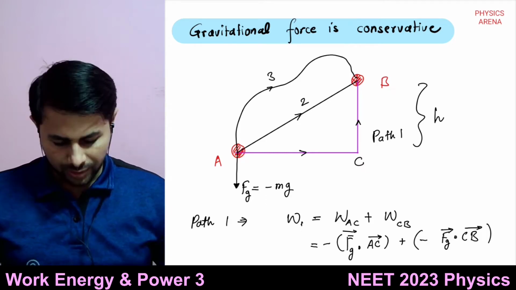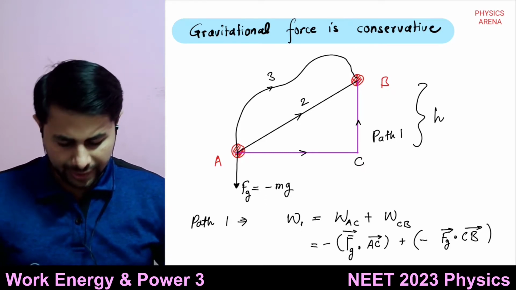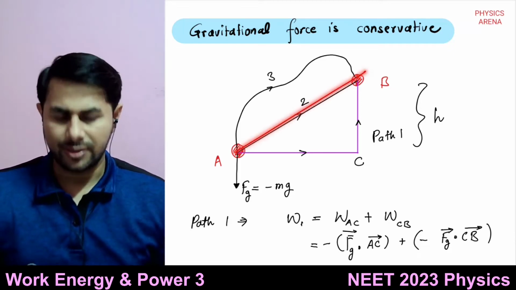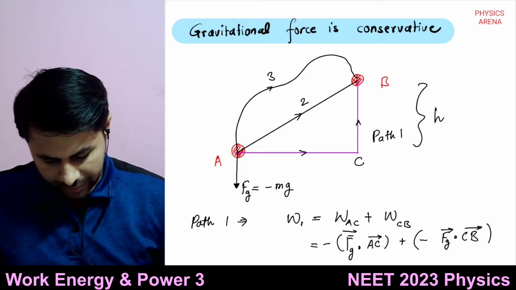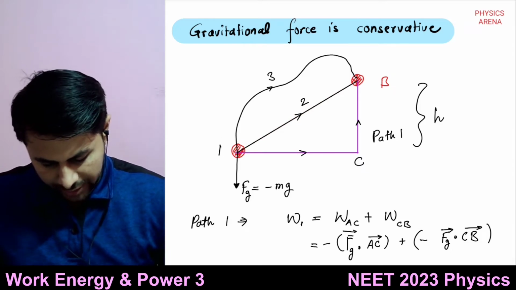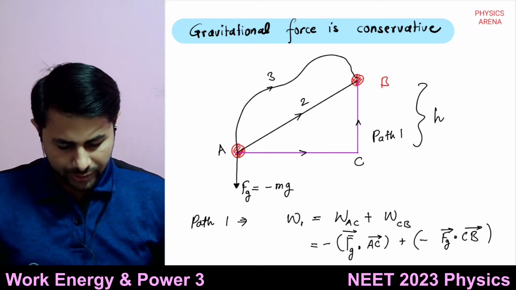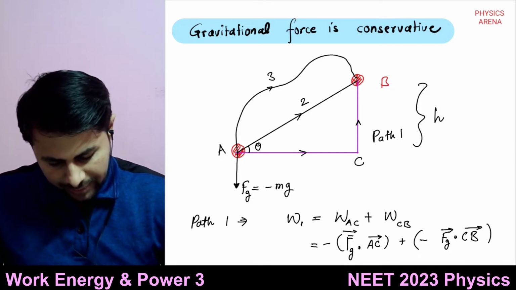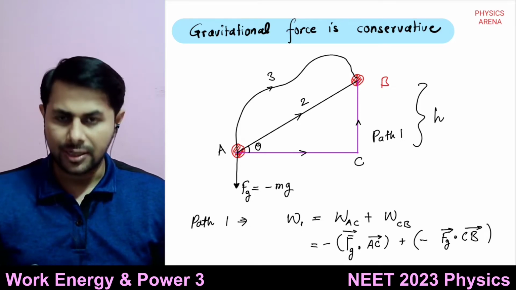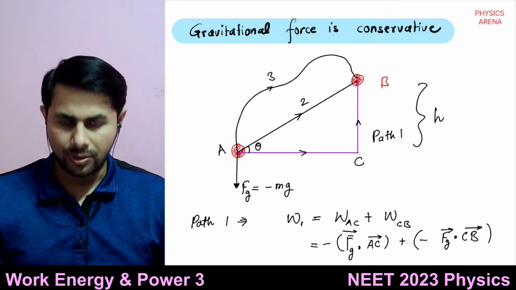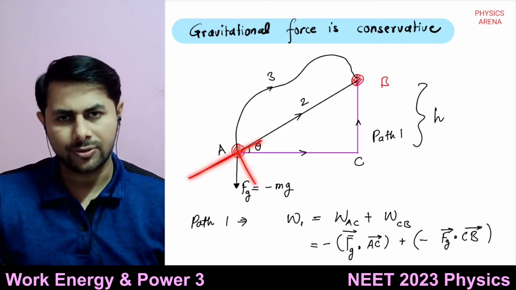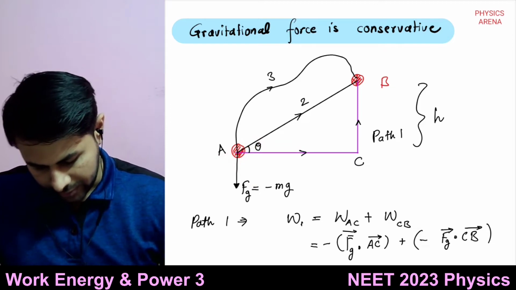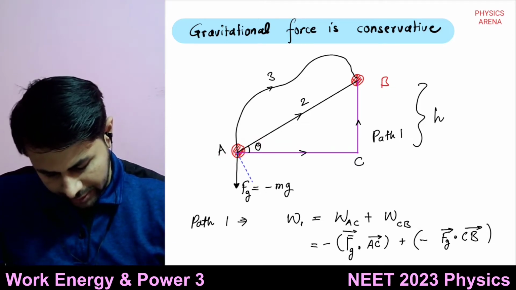So this is clear. Next I will move it along this path. See, this is point A. Now let's suppose this angle is theta. I will resolve the gravitational force along two components, one along the path, one perpendicular to the path.